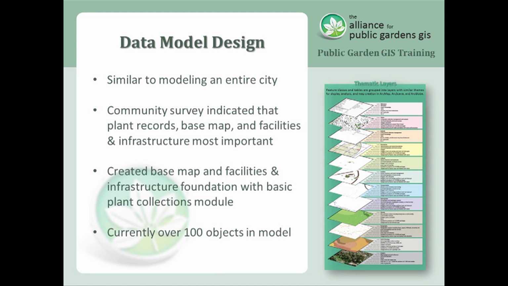Our community survey that we did at the beginning of the project indicated that plant records, of course, was the most important thing, so the ability to map plants. And then base map information, such as kind of the background to a map. So if you think of maybe a plant collection map, you would probably have the locations of buildings and roads and things like that. All that information came back as being really important. And then facilities and infrastructure, so the ability to map and manage those sorts of things, came back as being the most important features to have in the data model.